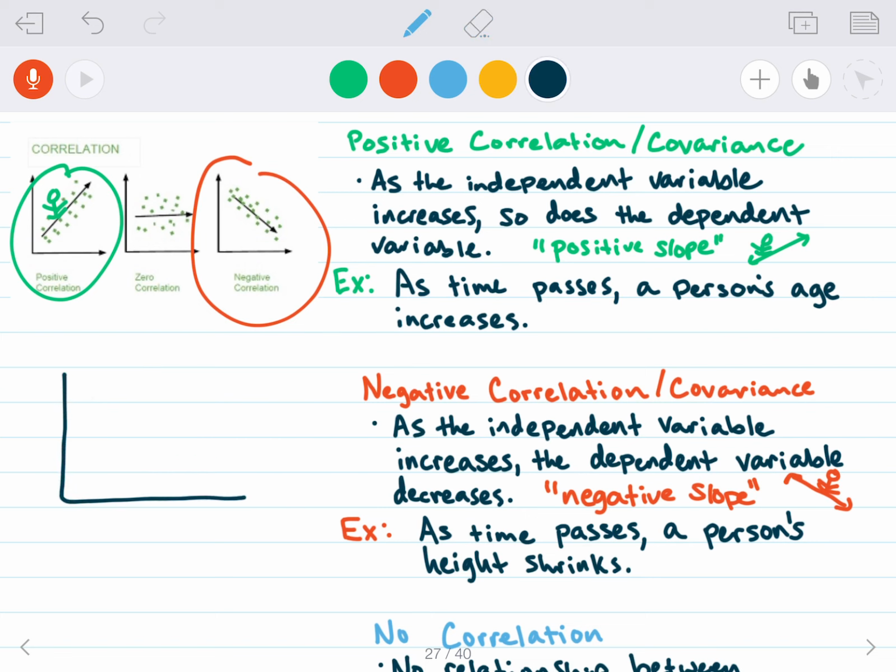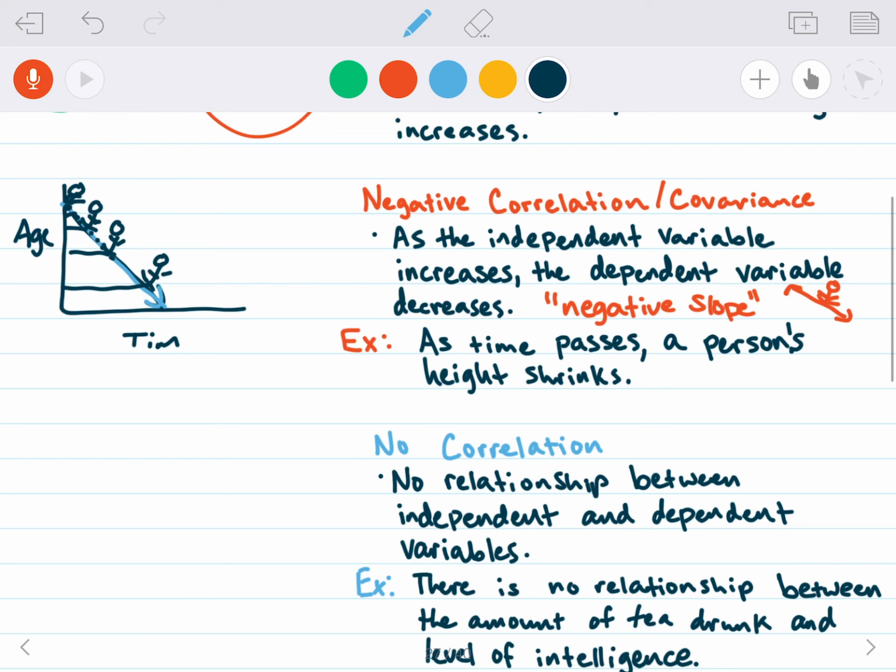So here's our axis right here. And let's say that our line goes like this. Maybe it's blue. And maybe we have some variable age, and then we have time. So this is saying, hey, as time passes, at time equals 0, at time equals 1, at time equals 2, at time equals 10, the height decreases. Isn't the person at a lower height as time gets bigger and bigger, right? So that's what that means. That's negative correlation, negative slope. No correlation is when we don't have a strong relationship between the variables.